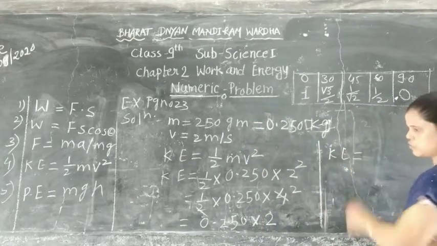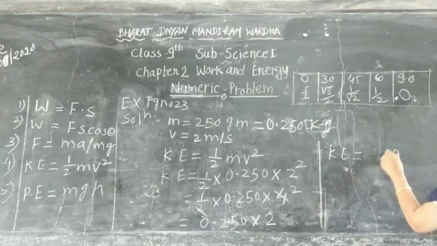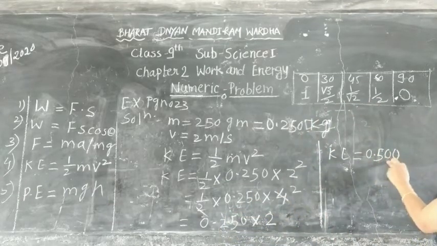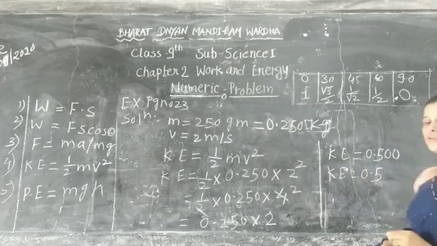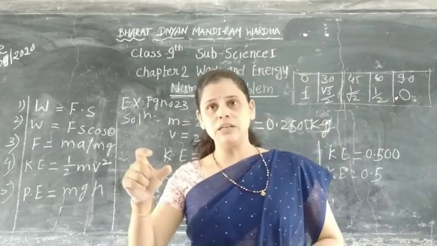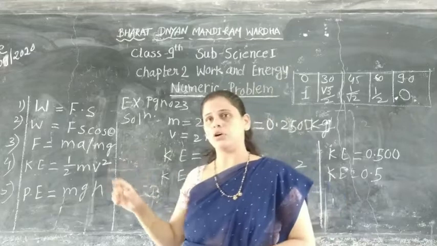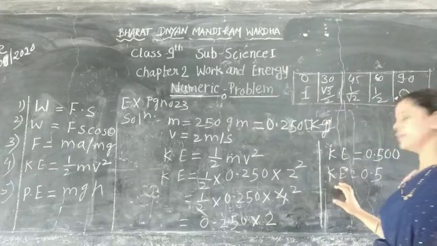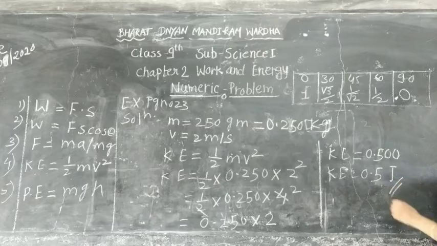Kinetic energy equals, multiply this. 2 zeros are 0, 2 twos are 4 and 1 5. 0.500, or kinetic energy equals 0.5. Now the unit of kinetic energy: we know the unit of work done and the unit of energy are the same, and the unit of work done is joule. All the units are given in the SI system, so write down the unit of kinetic energy in the SI system, that is joule. So this is your answer.